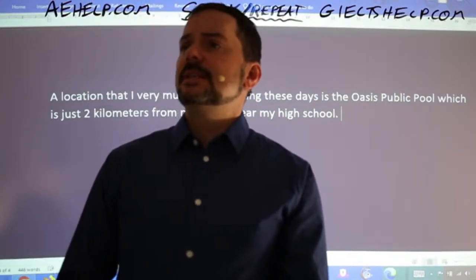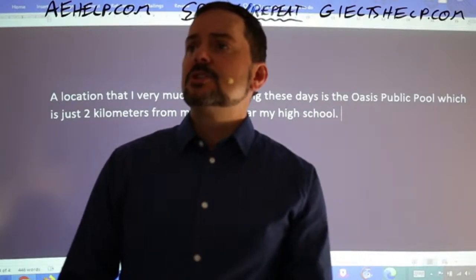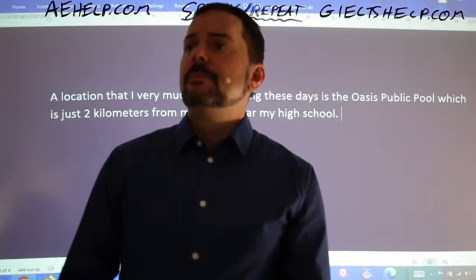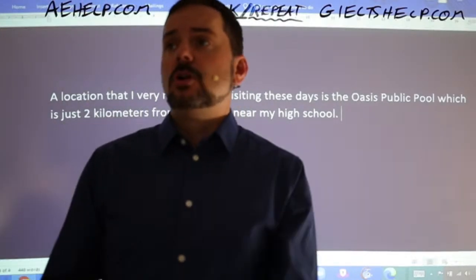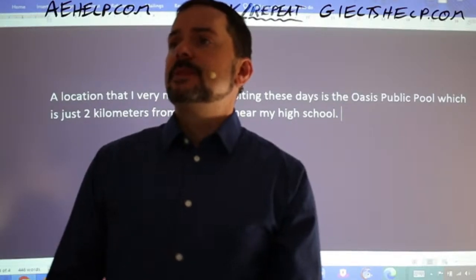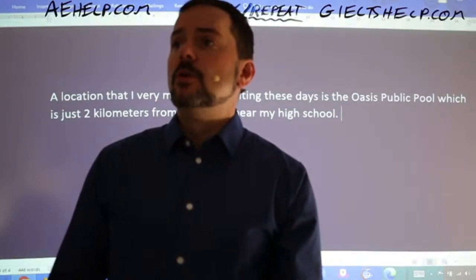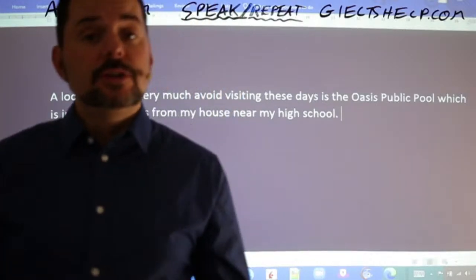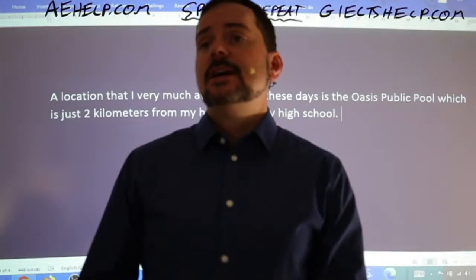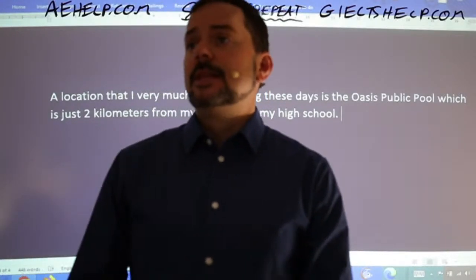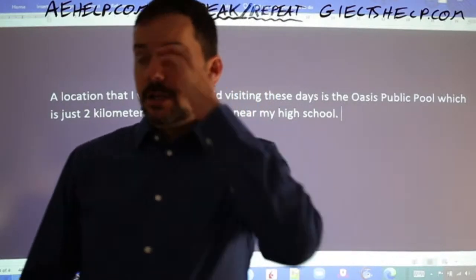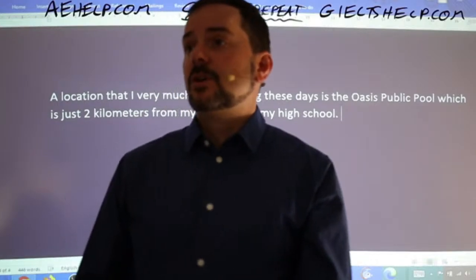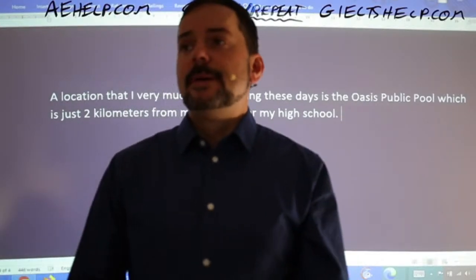Nick Hill says, the place that I avoid going to these days is Oasis Public Swimming Pool, which is just 2 miles from my house next to Jim Hall. Yeah, Nick Hill, very good. Couple of small corrections. Deepika says, a place that I prefer not going to would be the Oasis Public Pool in my community, which is about 10 blocks away from my house. Very good, Deepika. I like your use of 10 blocks as a measure. It's nice lexical resource. Akshay says, due to the COVID outbreak, I try to avoid visiting Oasis Public Pool, which is located in the heart of the city and just 2 kilometers from my home.